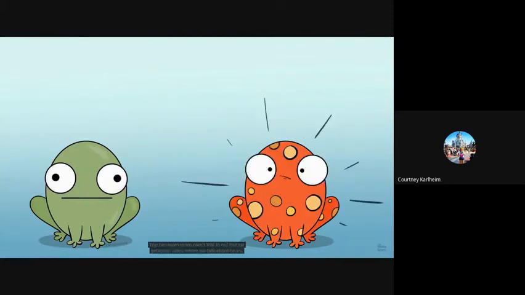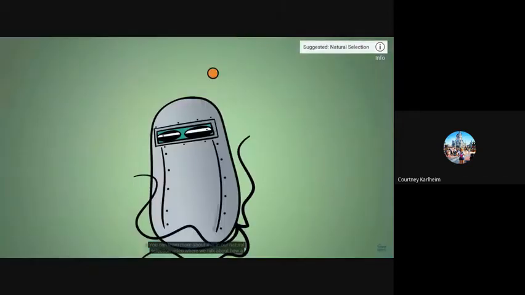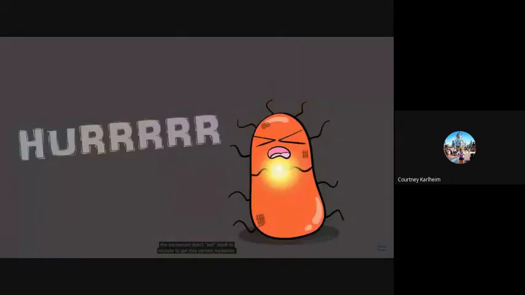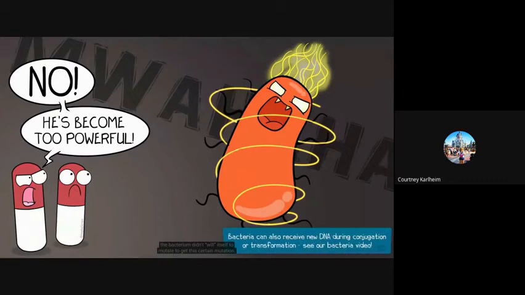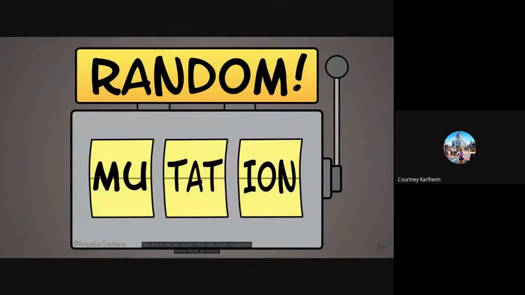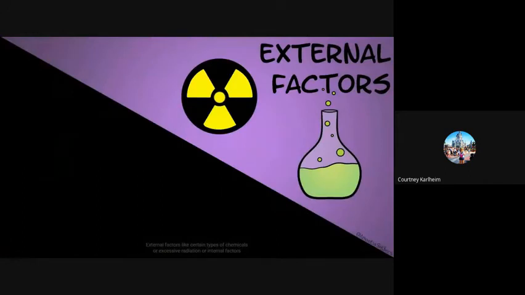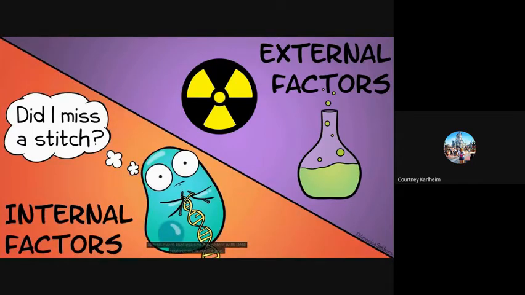You can learn more about this in our natural selection video, where we talk about how a bacterium may already possess a helpful mutation that allows it to survive an antibiotic. But the bacterium didn't will itself to mutate to develop this certain mutation. Okay, so again, mutations are random. But there can be factors that make mutations more likely to occur. External factors like certain types of chemicals or excessive radiation, or internal factors like an event that causes a problem during DNA replication in interphase. During interphase, cells can replicate DNA before they divide.